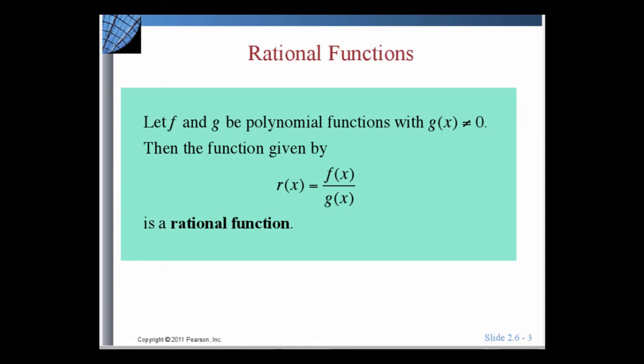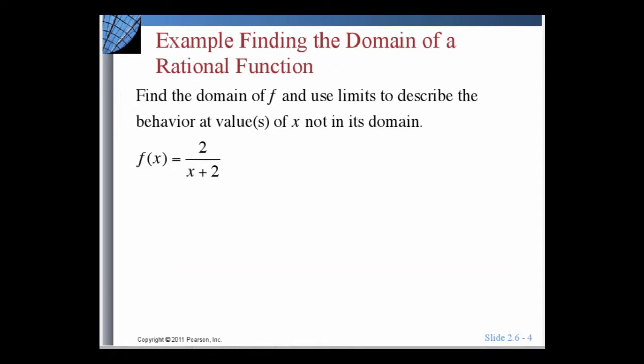Let f and g be polynomial functions with g of x not equal to 0. Then the function given by r of x equals f of x over g of x is a rational function. Find the domain of f and use limits to describe the behavior at value or values of x not in its domain. So our function f is 2 over x plus 2.